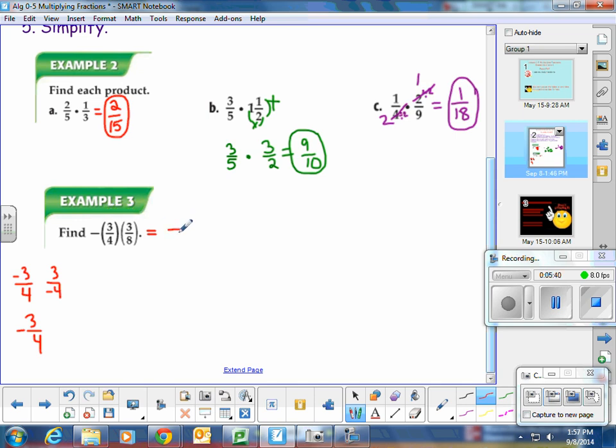Remember that saying from earlier? Bad things happening to good people is bad. Or you can use the tic-tac-toe method that I showed you.